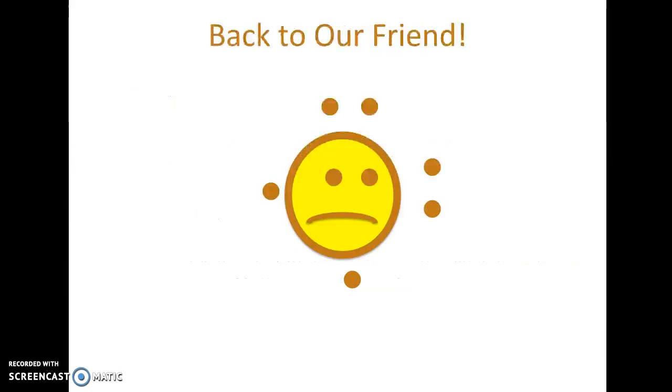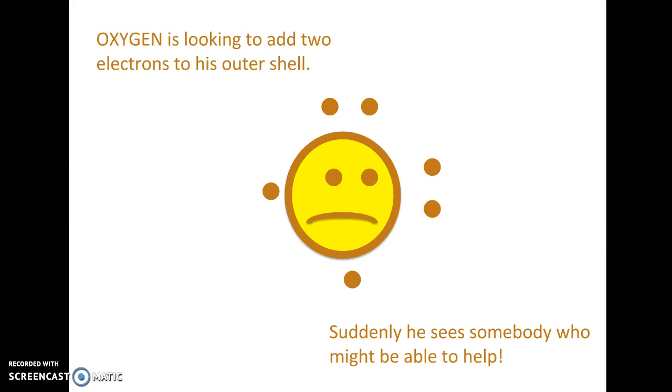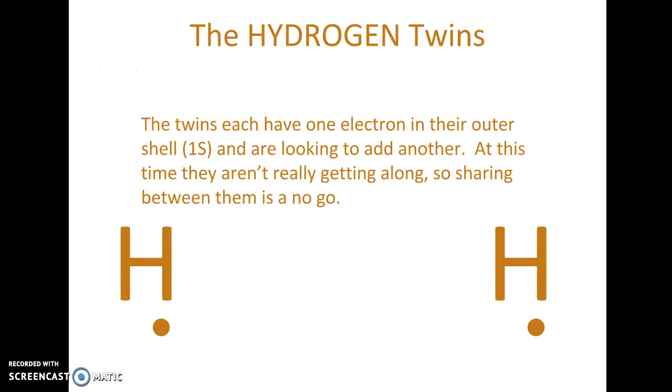Back to our friend oxygen. Oxygen is looking to add 2 electrons to his outer shell. Suddenly, he sees somebody who might be able to help. The hydrogen twins. The twins each have 1 electron in their outer shells, and are looking to add another. At this time, they aren't really getting along, so sharing between them is a no-go.